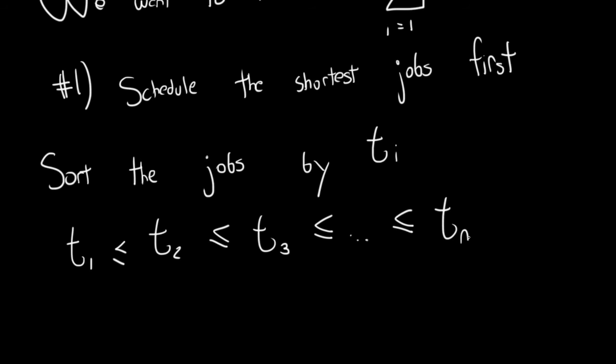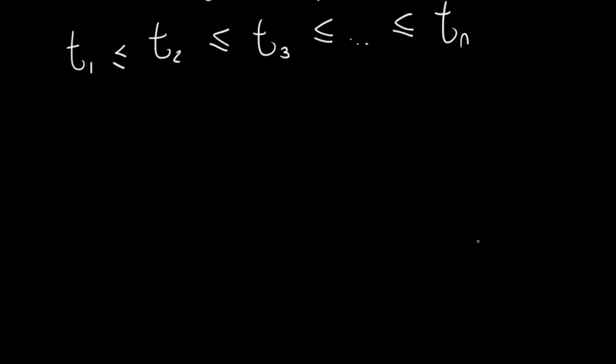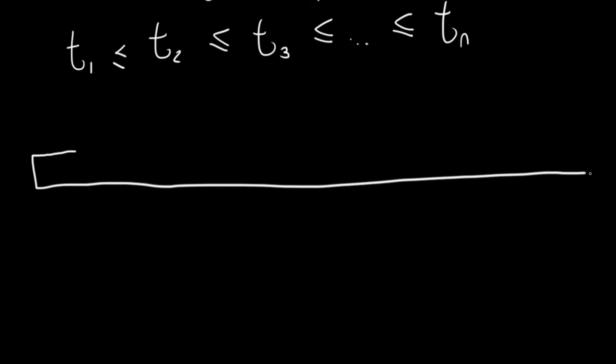So if there exists a job where an earlier time TI is greater than TJ, you'll need to switch those jobs. And if you keep switching those instances, you're going to arrive at the best solution. Go ahead and try to draw this out. So let's go ahead and write this out.